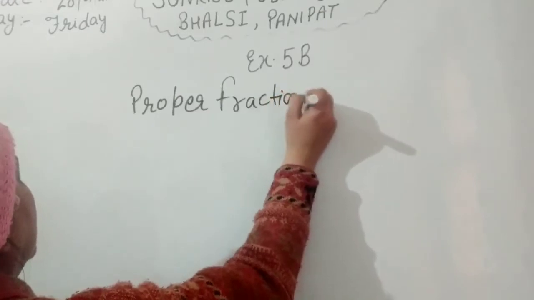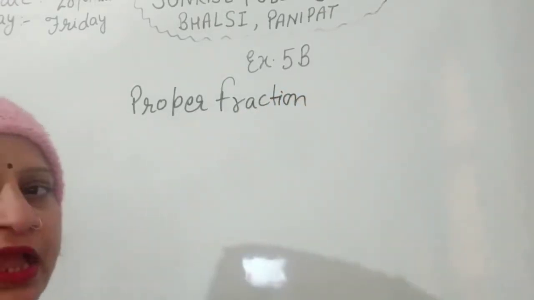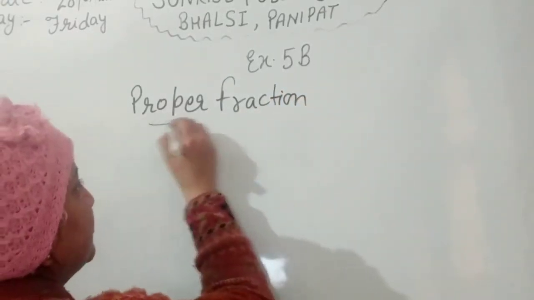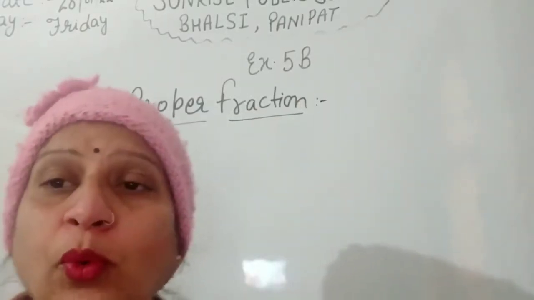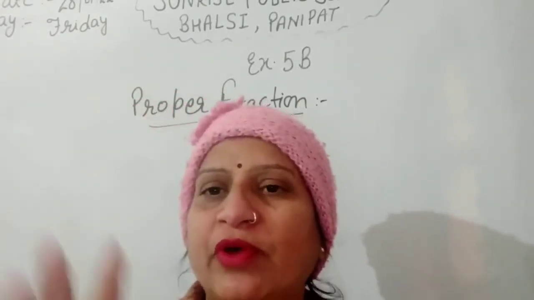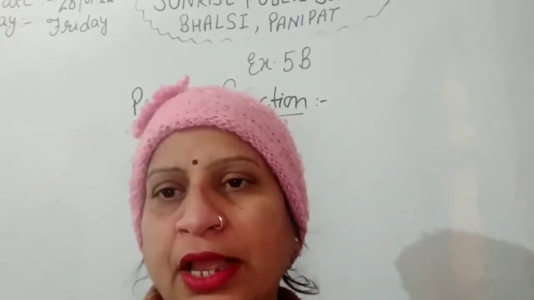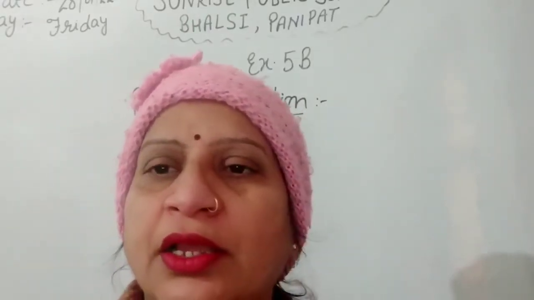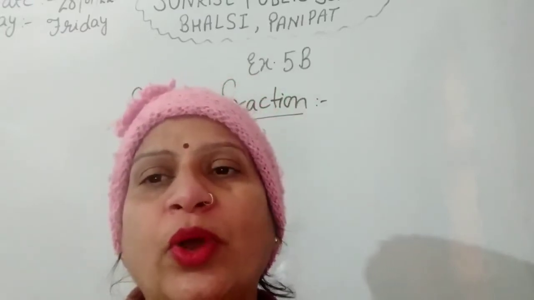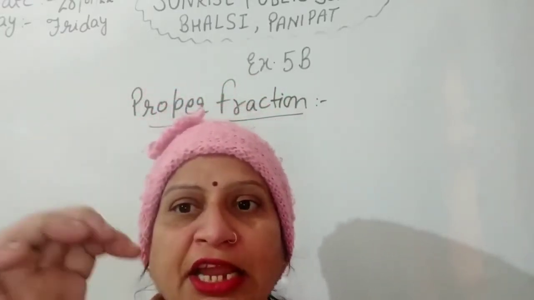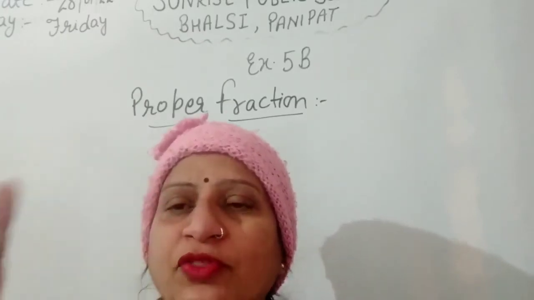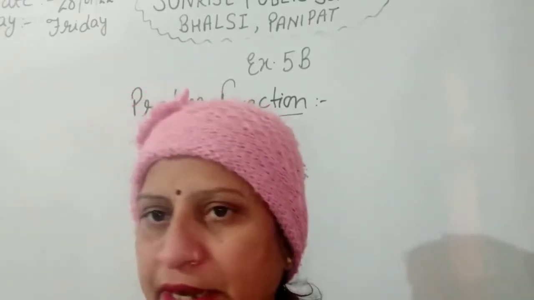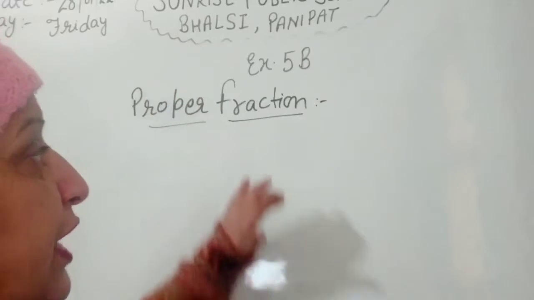Before starting the proper fraction, I will explain what a fraction is. A fraction is a part of a whole. Whole means you have a complete thing, and when you divide this thing into equal parts, then each part is called a fraction of the whole. Clear this one?